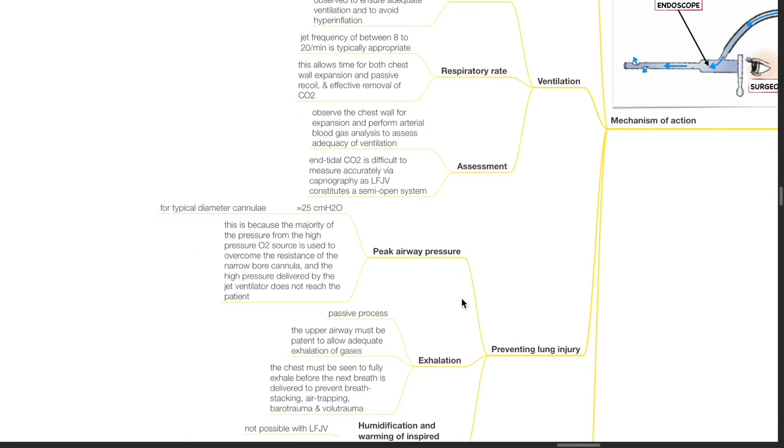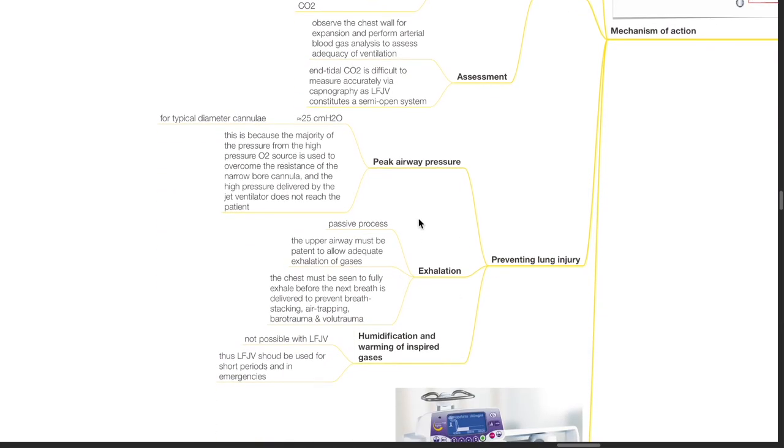Prevention of lung injury. The peak airway pressure is usually 25 cmH2O for a typical diameter cannulae. This is because the majority of the pressure from the high-pressure oxygen source is used to overcome the resistance of the narrow-bore cannula, and the high pressure delivered by the jet ventilator does not reach the patient.